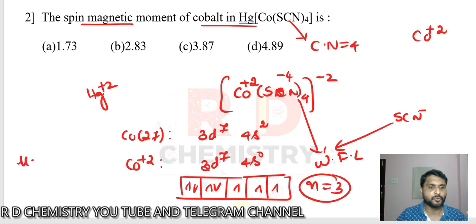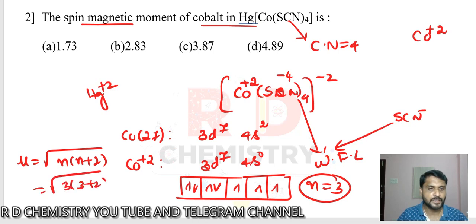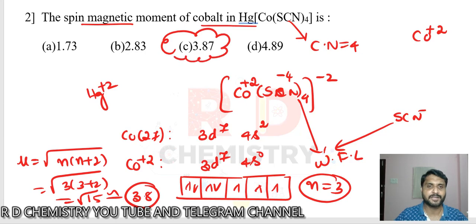So magnetic moment mu is equal to square root of n into n plus 2, correct? So this is equal to square root of 3 into 3 plus 2, which is square root of 15. Square root of 15 is approximately equal to 3.8, right? So therefore the answer is option number C. Clear?